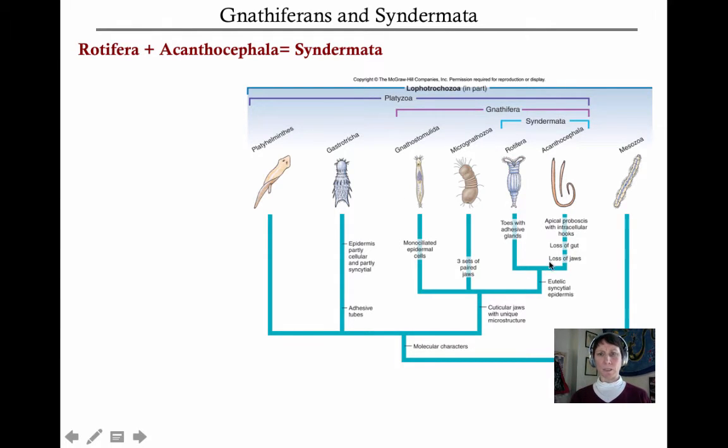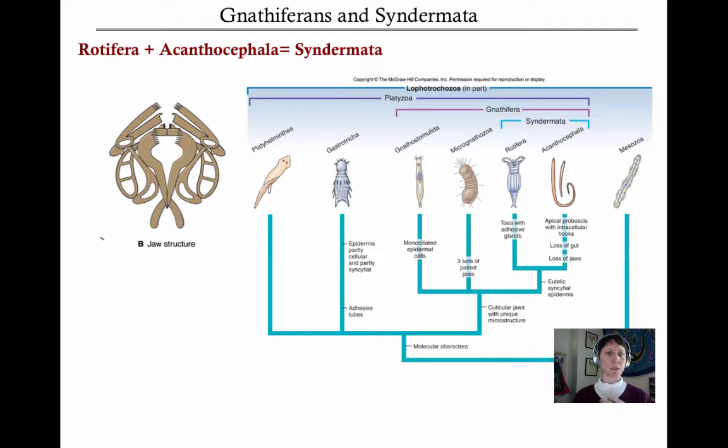All of these organisms here are referred to as the Gnathifera. Gnath means mouth or jaws. They are characterized by, and you can see the feature here, cuticular jaws with unique microstructure. Well, what does that mean? You know what jaws are. These are rigid structures within your mouth that give your mouth support, and you usually use them for chewing or masticating. Cuticular jaws in this case means that those jaws are not derived from bones, but from part of the cuticle, which is part of the endoskeleton or exoskeleton, depending on the organism that you're talking about.